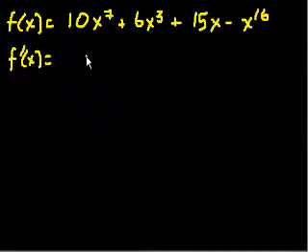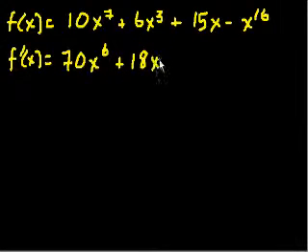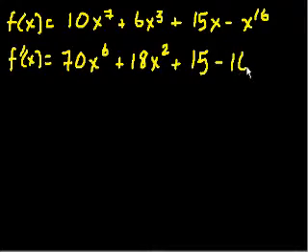It's actually fairly straightforward. We take the 7, multiply it by the 10, so we get 70x, and then 1 degree less, so 70x to the 6th, plus 18x squared, plus 15, right? We can view this as x to the 1, so it's 1 times 15 times x to the 0, which is 1, so that's just 15, minus 16x to the 15th. And I don't want you to lose sight of what we're actually doing here.